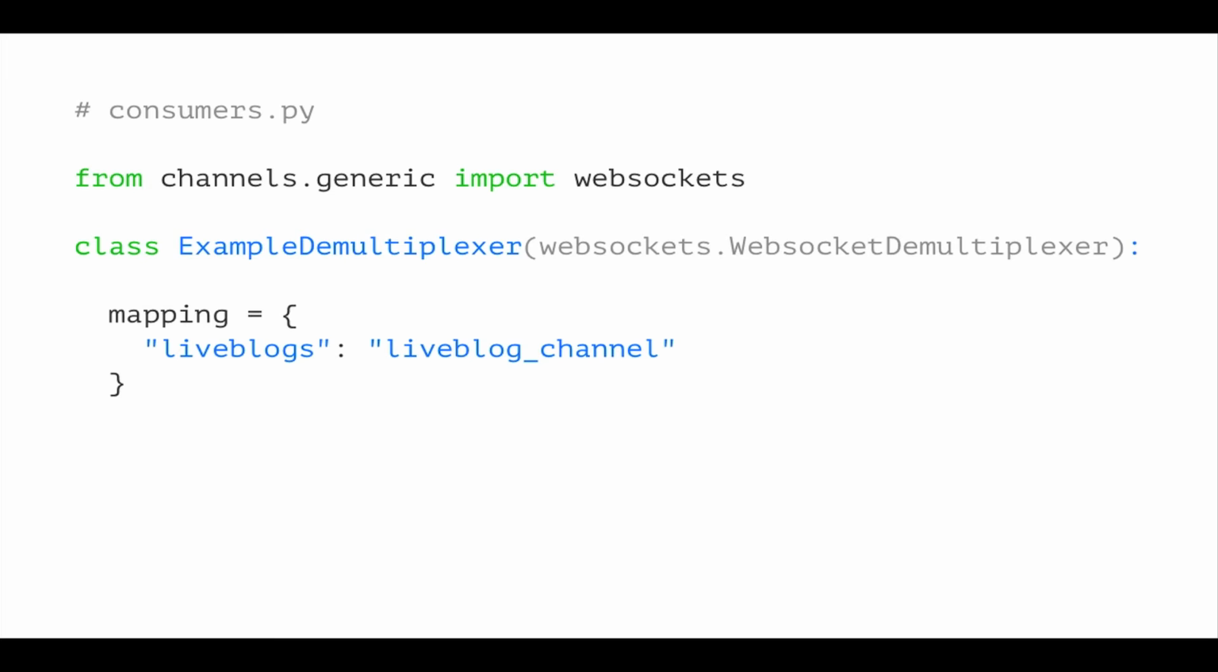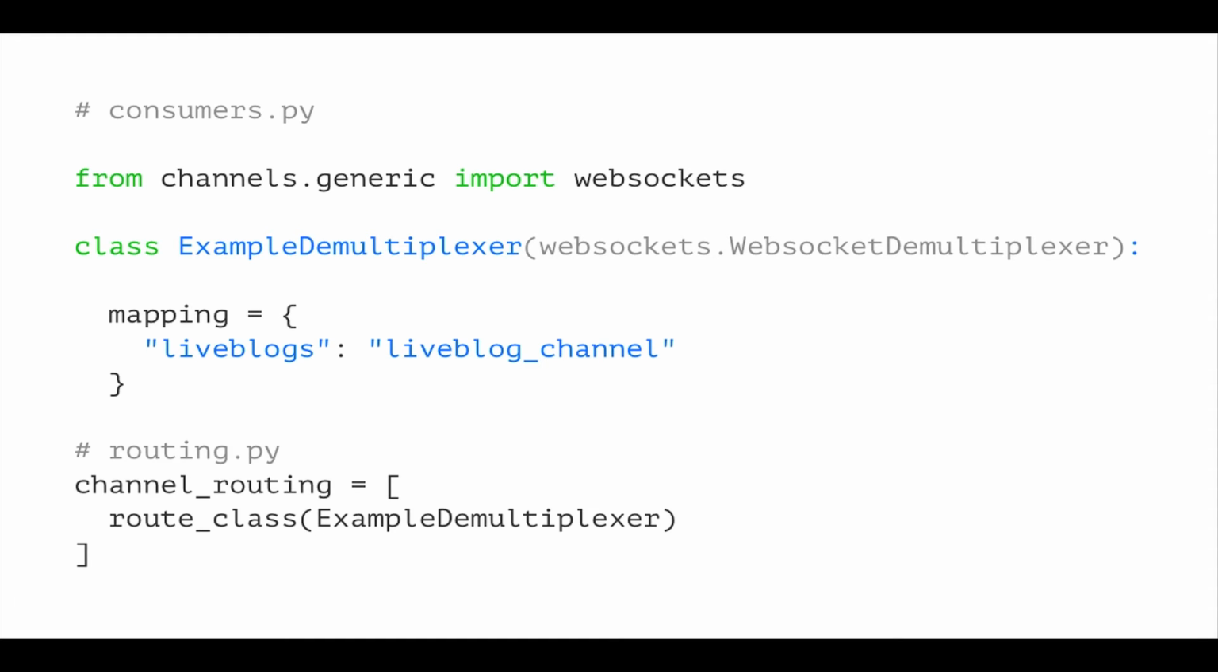So what does this class do? It listens on WebSockets, it looks at that stream key, and it says, oh, live blogs, I'm going to send this message to the live blog channel. At this point in our example, though, that message is being sent to another channel that no one's listening to. And here again is the routing, just to show you that the routing is done the exact same way.